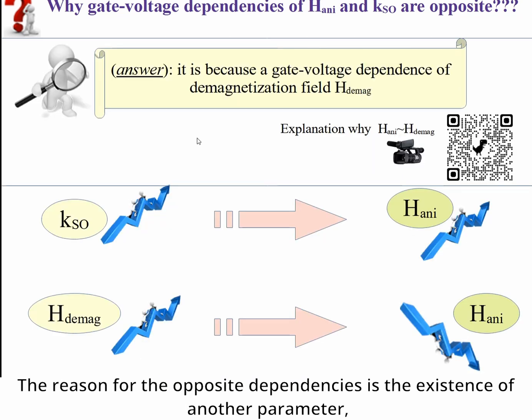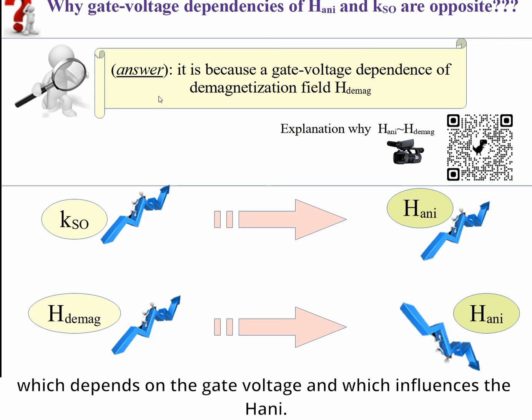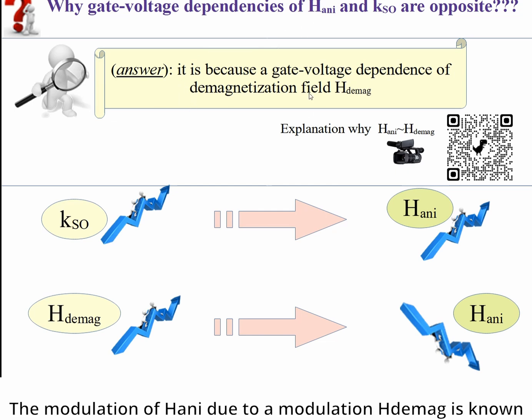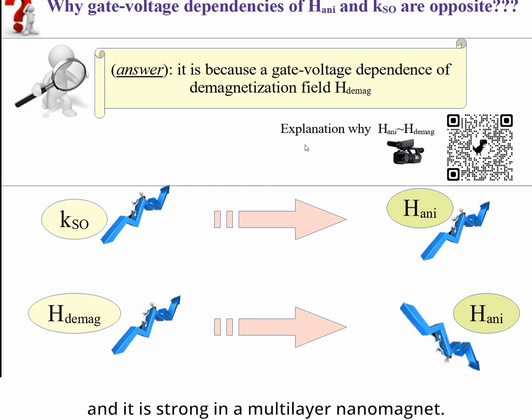The reason for the opposite dependencies is the existence of another parameter which depends on the gate voltage and which influences anisotropy field. It's the demagnetization field. The modulation of anisotropy field due to the modulation of demagnetization field is known, and it is strong in multi-layer nanomagnet. Details about this fact are explained in this video.